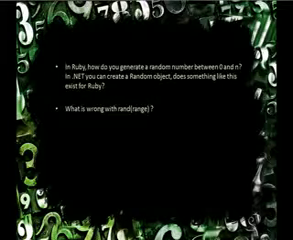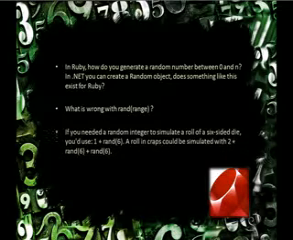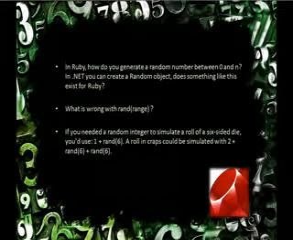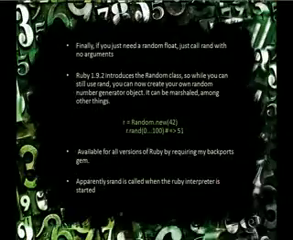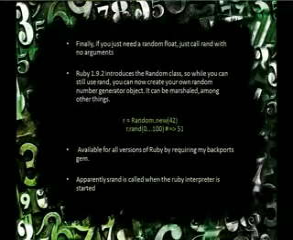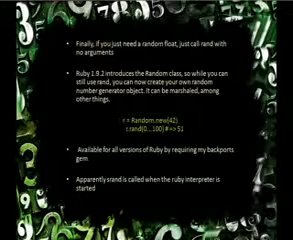If you needed a random integer to simulate a roll of a 6-sided die, you'd use 1 + rand(6). A roll in craps could be simulated with 2 + rand(6) + rand(6). Finally, if you just need a random float, just call rand with no arguments.